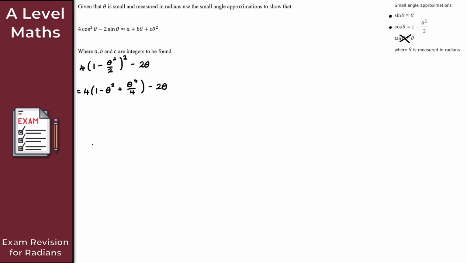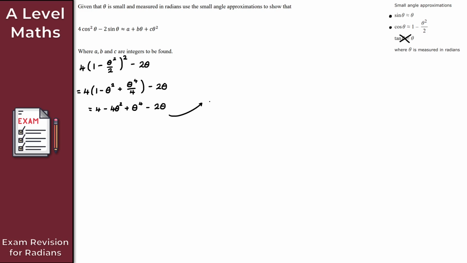Okay. So now if we expand here with the 4 on the outside, I get 4 times 1, so that's 4. 4 times minus theta squared gives us minus 4 theta squared. And then 4 times by theta to the 4 over 4. Well, the 4s would just cancel and we just get theta to the 4 there. Okay. And again, don't forget the minus 2 theta here on the outside. Like so. Now, you might be confused here because the result that we want to obtain here, so that's a plus b theta plus c theta squared, doesn't involve any thetas to the 4 here. And the reason for that is because we can ignore the theta to the 4 term.